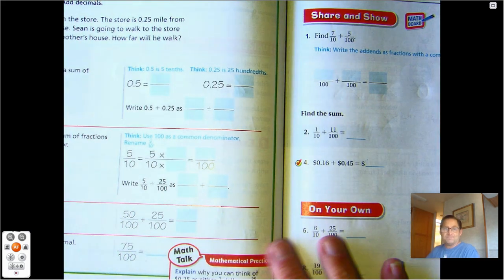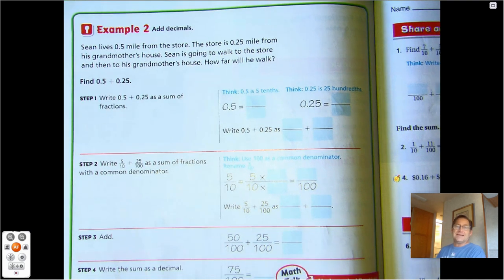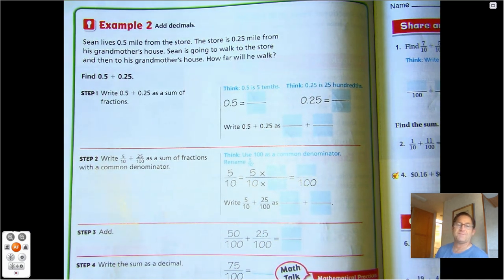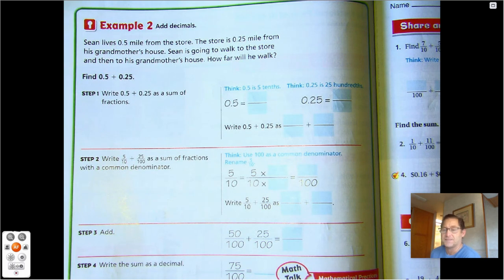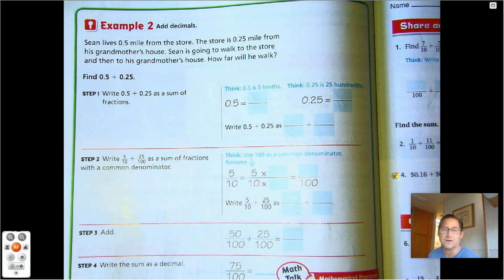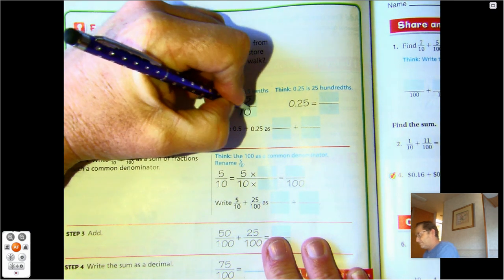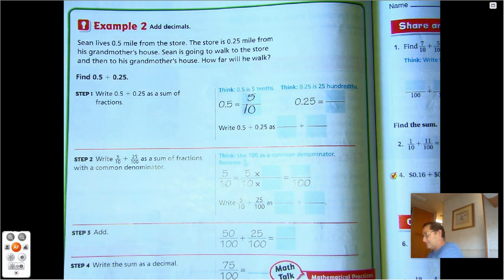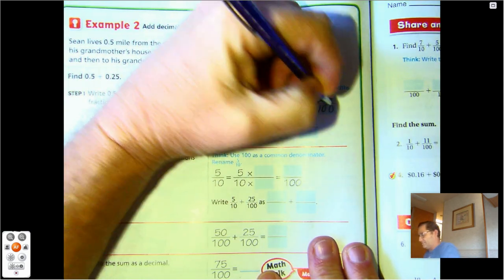All right, 382. Adding decimals. Sean lives 5/10 mile from the store. The store is 25/100ths mile from his grandmother's house. Sean is going to walk to the store and then to his grandmother's house. How far will he walk? So we're going to write 5/10 and 25/100ths as a sum of fractions. So think of 5/10 as 5/10. Think of 25/100ths as 25/100ths.